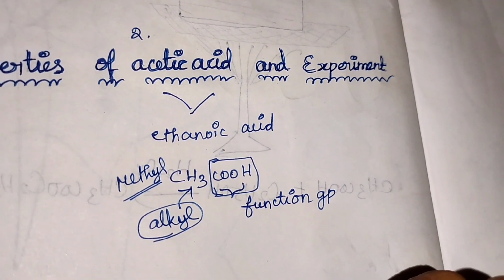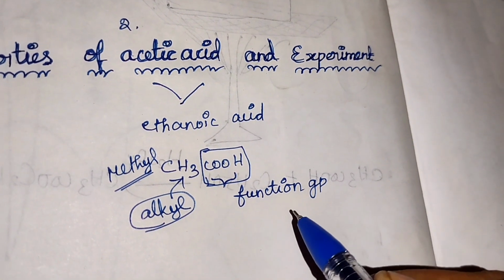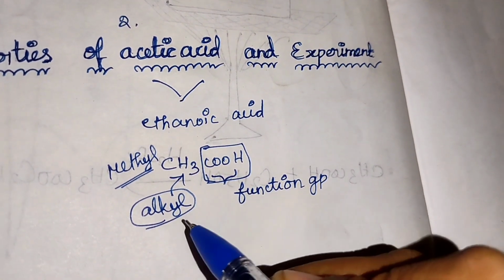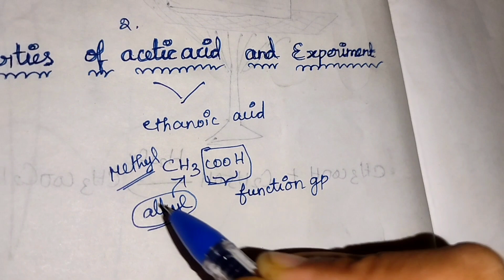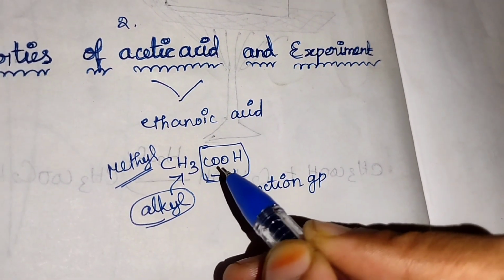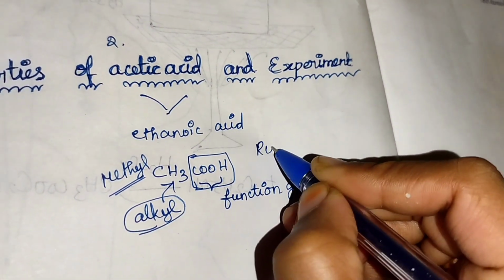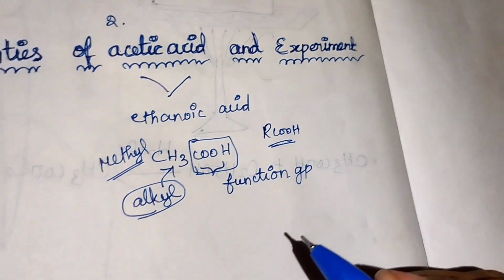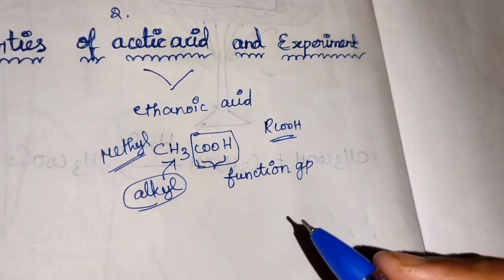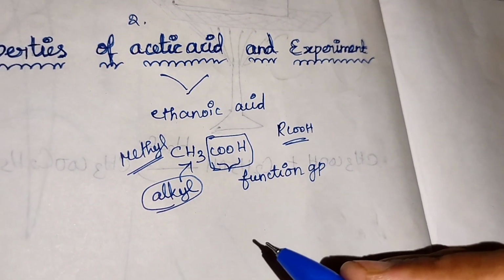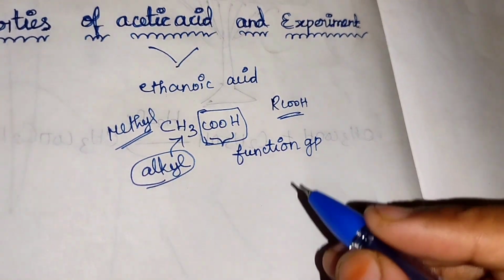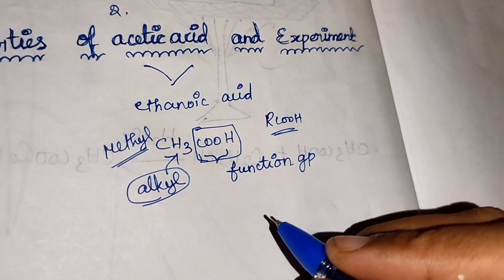These are all viva questions. What is the functional group present in ethanoic acid and what is the alkyl group present in ethanoic acid? The alkyl group is the methyl group and the functional group is the acid group, COOH. This functional group is present in ethanoic acid. Now we are going to check some of the methods to identify ethanoic acid.